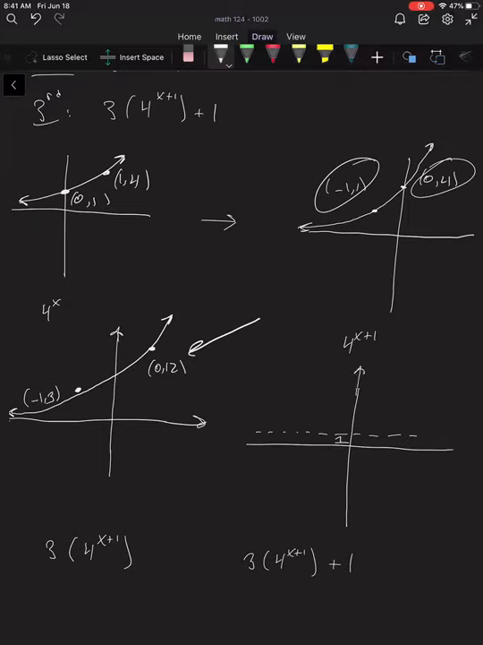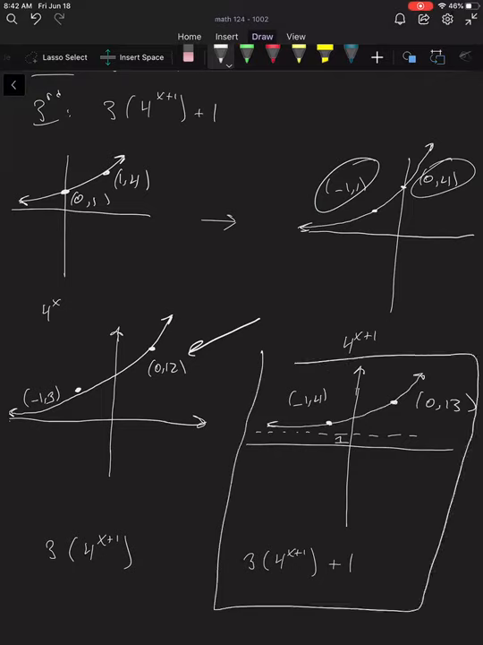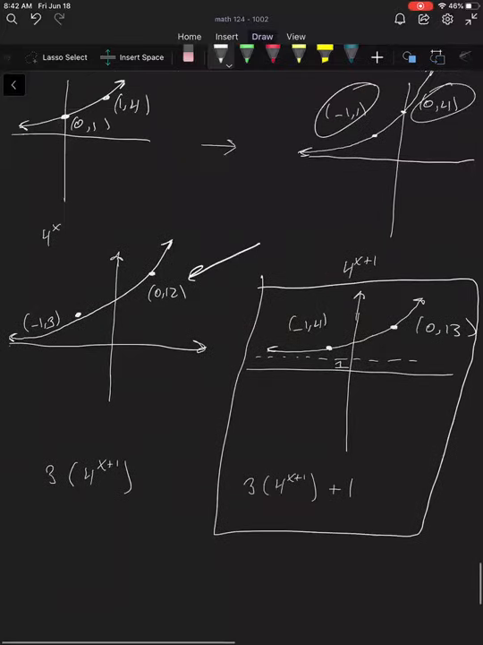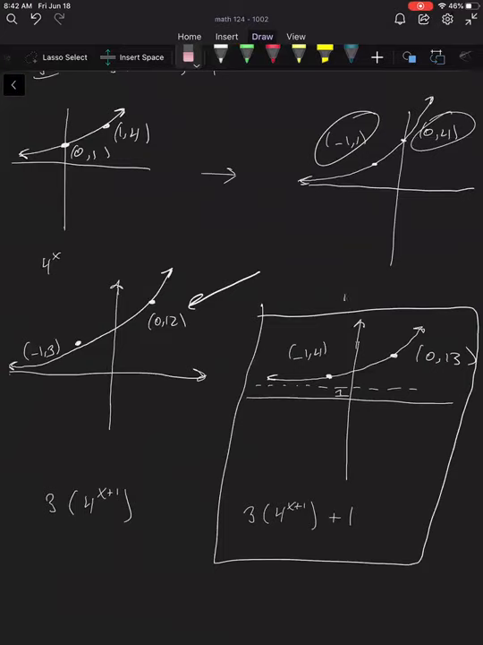And all the points get moved up. So that 0, 12 point, now it's going to be at 0, 13. And the minus 1, 3, now it's going to be at minus 1, 4. So we connect the dots, and then this shape right here will be our answer. Let's just move this up a little bit.